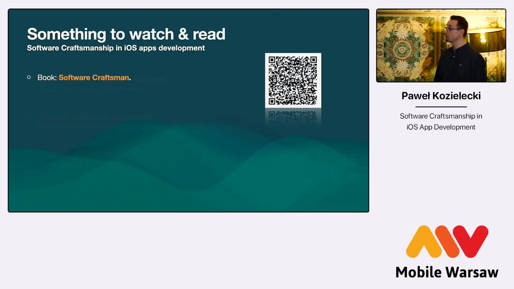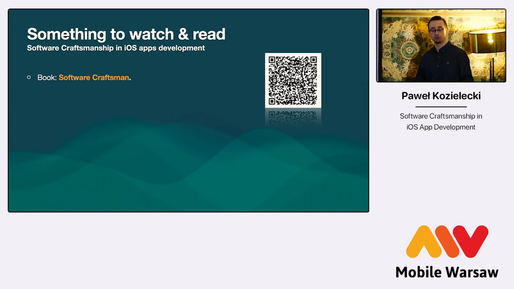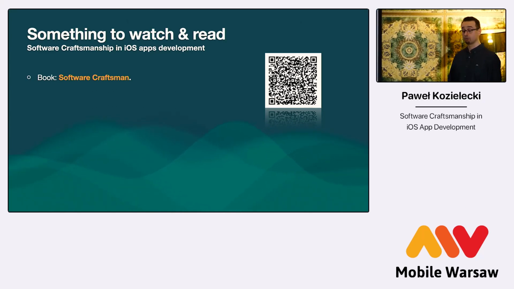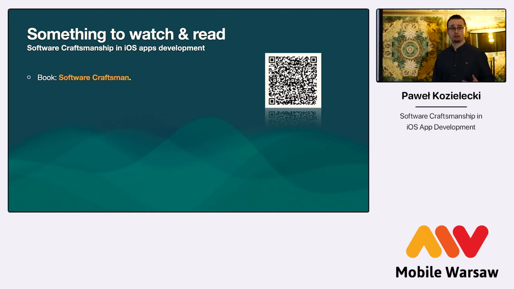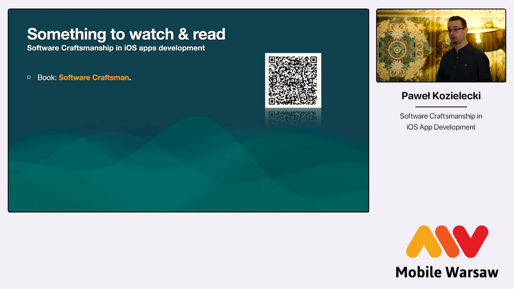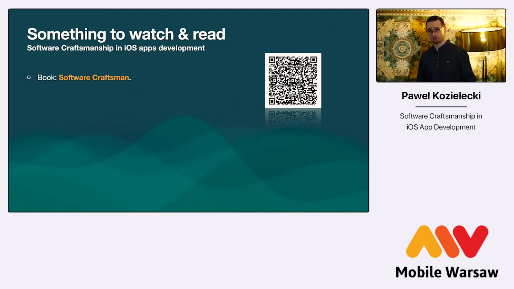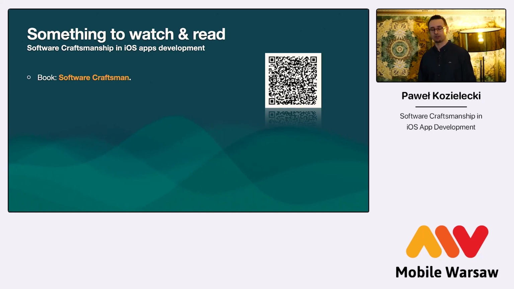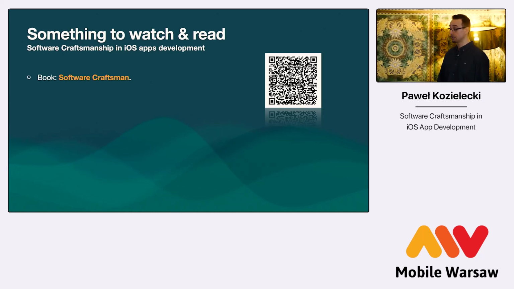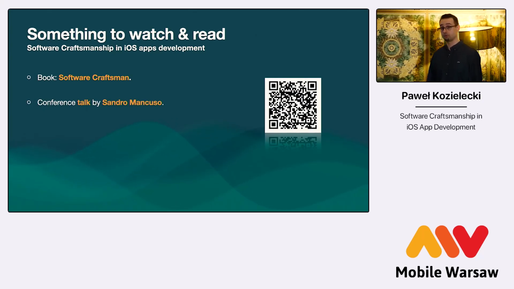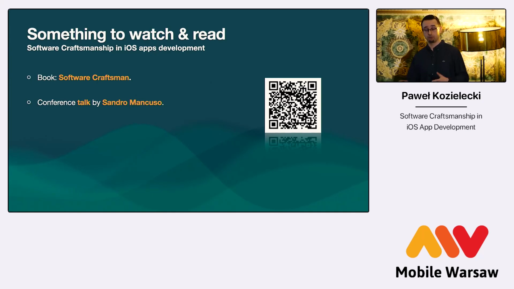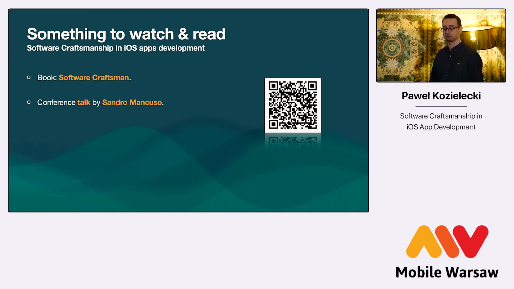So if you want to take a closer look at this topic of software craftsmanship, there's an excellent book from Sandro Mancuso. I couldn't recommend it enough. He goes into much more detail into basically the difference between agile and software craftsmanship, the career, all the stuff that I didn't have time to even broach during this talk. Also, there's an excellent conference talk by Sandro. Also, he goes into much more detail on the differences between Scrum and software craftsmanship.